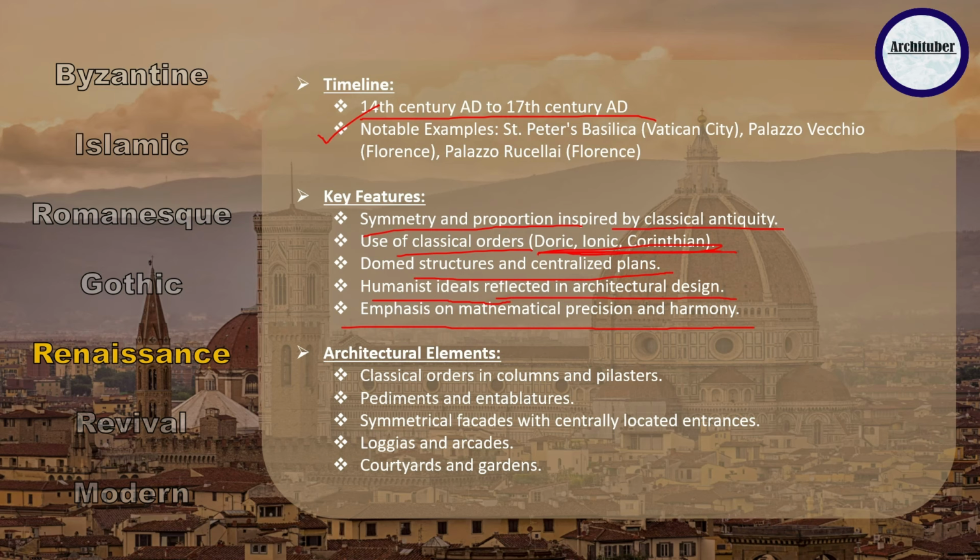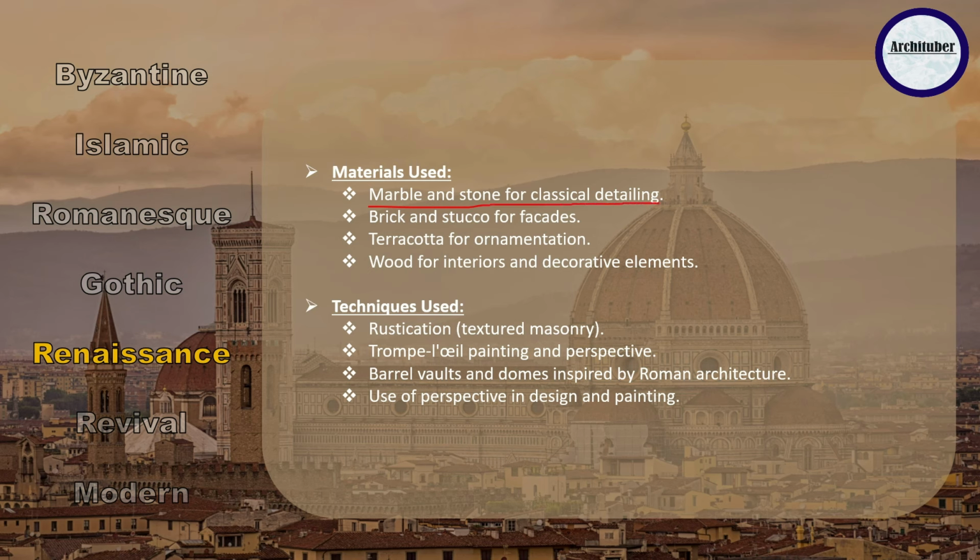Now discussing the architectural elements of the Renaissance. Classical orders in columns and pilasters, then pediments and entablatures, symmetrical facades with centrally located entrances, loggias and arcades, and courtyards and gardens. The materials that they used: marble and stone for classical detailing, brick and stucco for the facades, terracotta for ornamentation, and wood for interior and decorative elements. So from Romanesque, they started using different materials for different architectural elements.